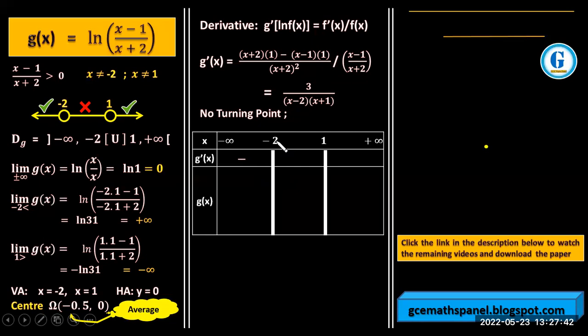Now, in the interval between negative 2 and 1, this is another place where students will make a mistake. If you look at the domain of definition, the function is not defined in the x interval from negative 2 to 1. Let's take any number and test. Let's take 0, for example, and fit in this function. You have ln of 0 minus 1, which is negative 1, on 0 plus 2, which is 2. So the ln of a negative number does not exist. So in this region, the function does not exist, okay?